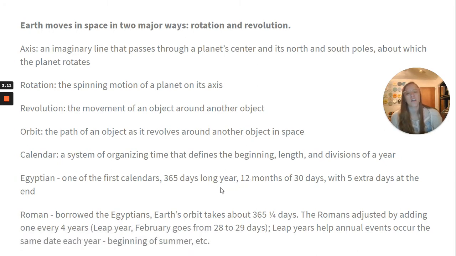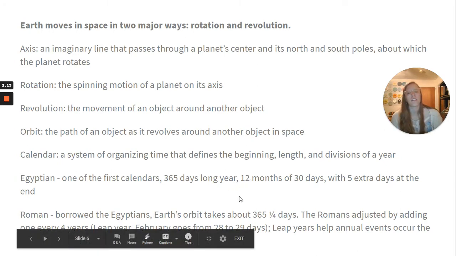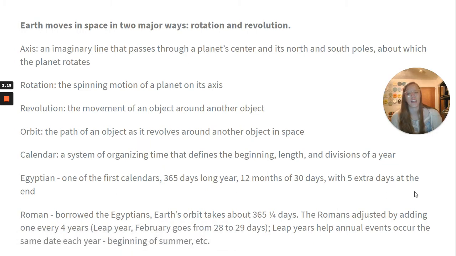Egyptian, one of the first calendars, had a 365-day year, 12 months of 30 days with 5 extra days at the end. Roman borrowed from the Egyptians. Earth's orbit takes about 365 and a quarter days. The Romans adjusted by adding 1 day every 4 years, which we know as leap year. So February goes from 28 to 29 days. Leap years help annual events occur the same day each year, such as the beginning of summer.